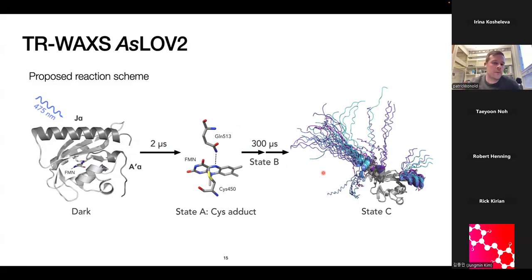this is the reaction scheme that we came up with, where in around 2 microseconds you get an adduct formation, which we capture in the X-ray data, and then the helix unfolding occurs and terminates in roughly 300 microseconds. This is difficult to fit because you have a large uncertainty in these time constants due to the small amplitude of the B state. So it occurs in a biphasic manner and culminates in roughly 300 microseconds, which is in strong agreement with the infrared data.